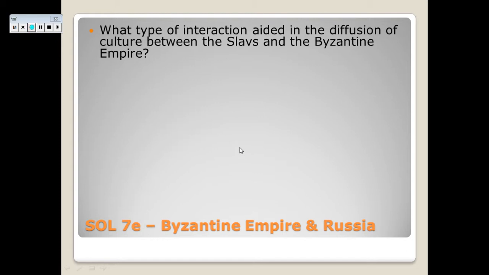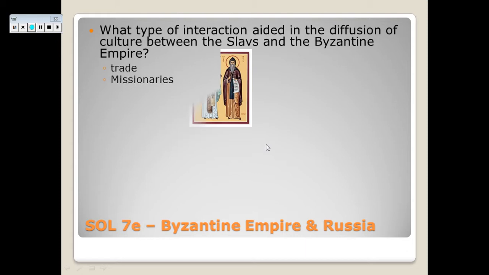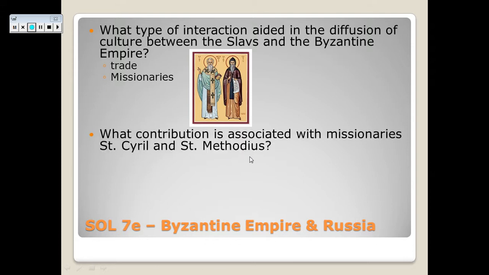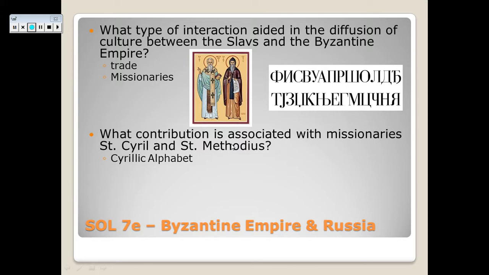What type of interaction aided in the diffusion of culture between Slavs and the Byzantine Empire? Trade and missionaries. Remember, diffusion is the spread of culture, oftentimes through trade. And then what contribution is associated with missionaries St. Cyril and St. Methodius? And that is the Cyrillic alphabet, which was the St.